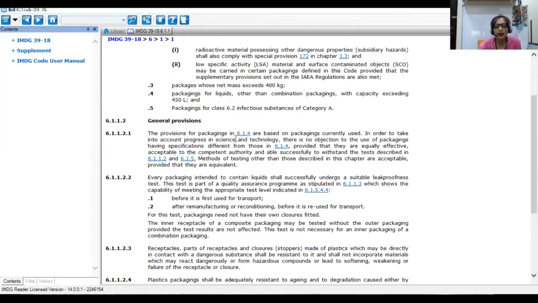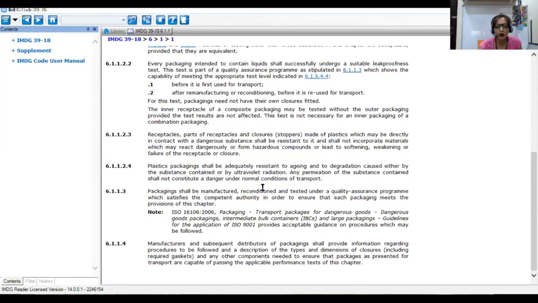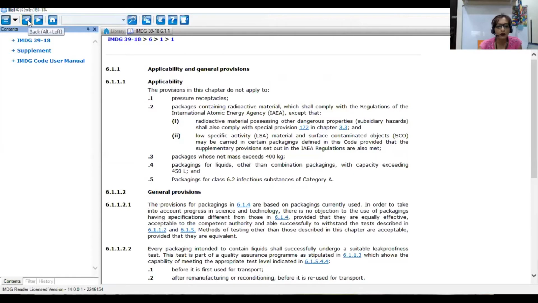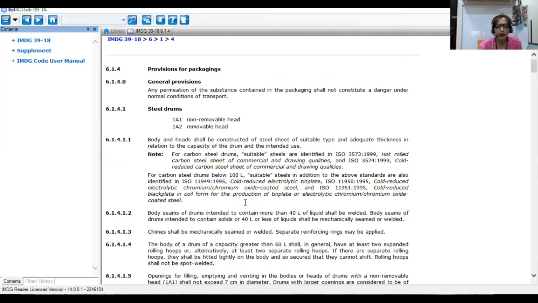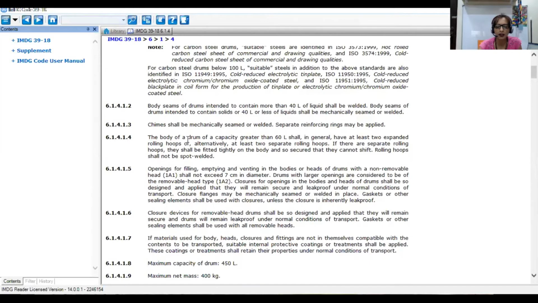The provisions for packaging in 6.1.4 are based on packaging currently used in order to take into account progress in science and technology. There is no objection to the use of packagings having specifications that are different from 6.1.4. So 6.1.4, we can just go here straight away. And 6.1.4 indicates to you what these packagings are.